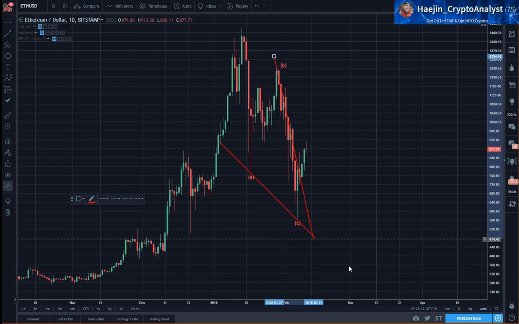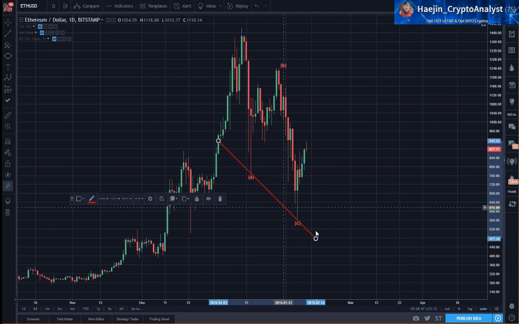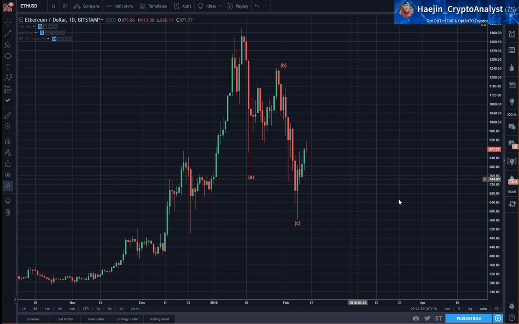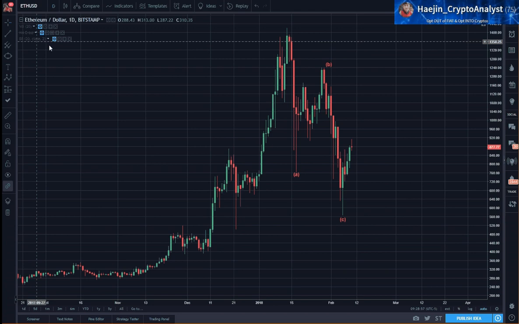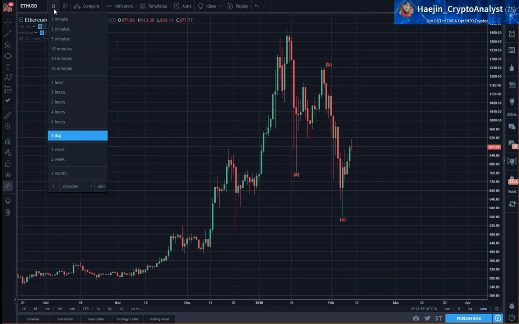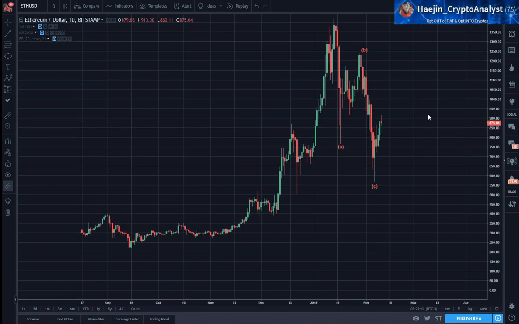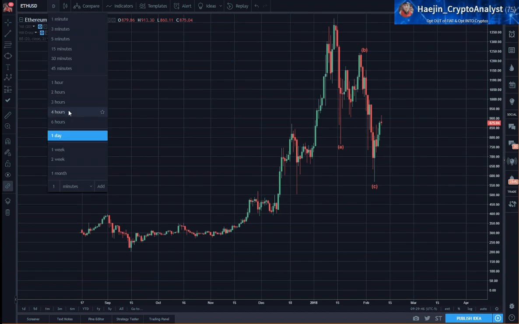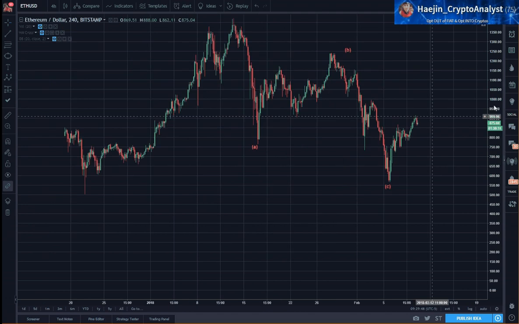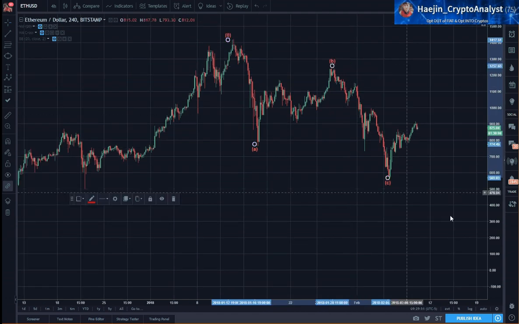Litecoin provided that quite well. So instead, this was probably a standard ABC. To find out whether this ABC was a zigzag or not, we can go to the 4-hour chart. So here is now the 4-hour chart, and I believe we have a zigzag.